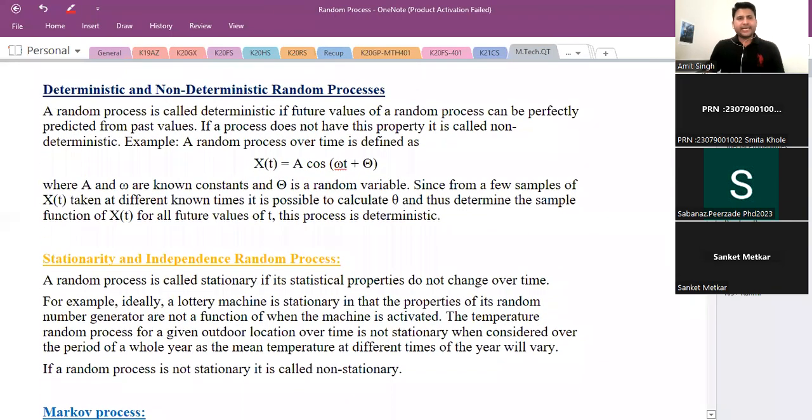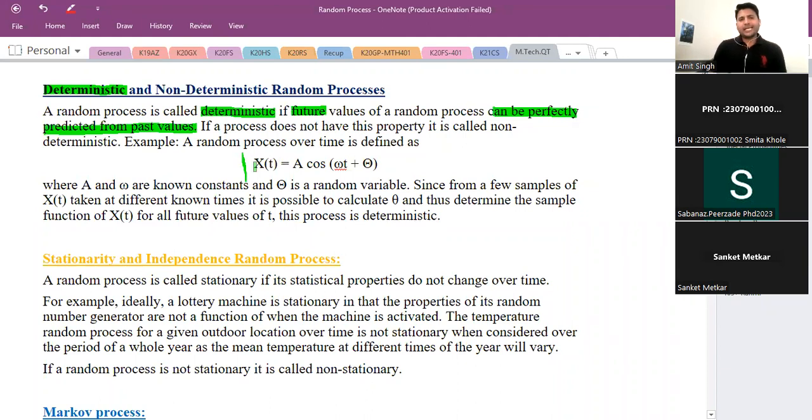Now here we have a further classification: deterministic and non-deterministic random processes. It's quite obvious. Deterministic means that as per the given information, we can find out the future values or the values which are missing. We call it deterministic, otherwise non-deterministic. So a random process is called deterministic if future values can be perfectly predicted from the past values.